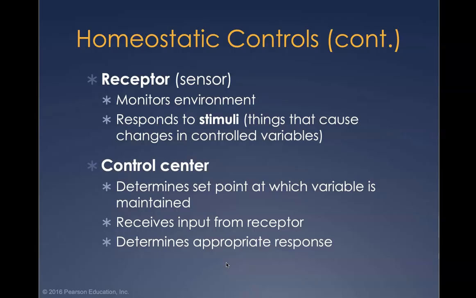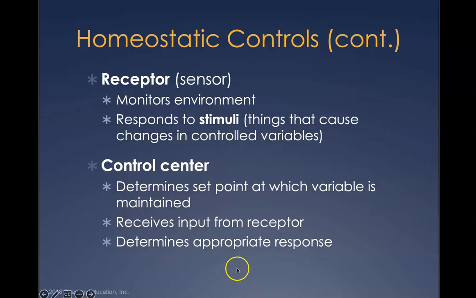So these three major homeostatic controls are, we need to have a receptor, a sensor receptor that's going to monitor the environment and respond to some type of stimuli. So something that can cause a change in that variable. And then the second thing is we have a control center. That control center is going to determine what our set point is for that specific variable, what our state of sameness needs to be.